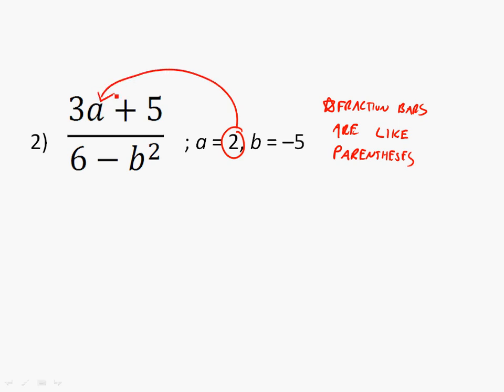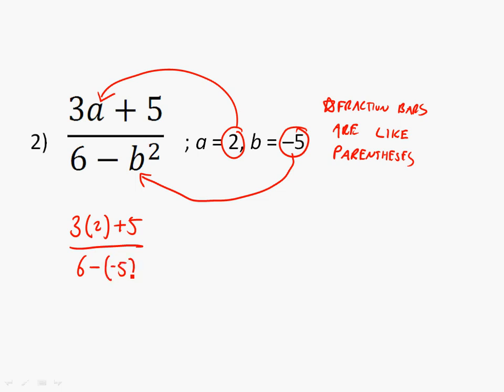So let's put in our numbers for the appropriate variables. And since we have two of them now, make sure you put the a for the a and the b for the b. Sometimes students will mix up which variable goes where. And so I have 3 times 2 plus 5 over 6 minus negative 5 squared. And so let's make our PEMDAS checklist again.